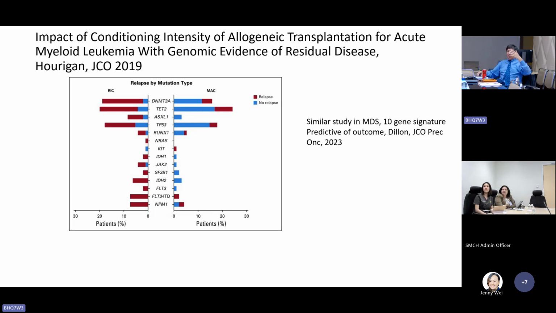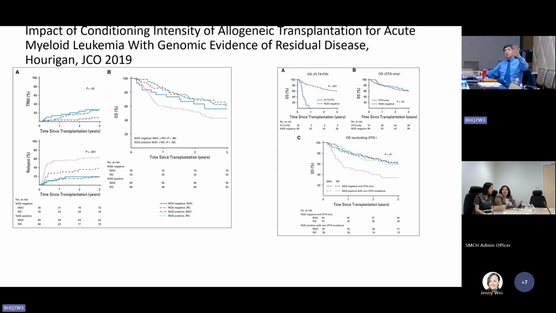You're not going to relapse. But if you have a DNMT3 mutation and you have reduced intensity, you could probably break through. And so you could actually start to look at this and identify which mutations are predictive of failure and which are not predictive of failure. I'm going to skip this, but it just shows you the time to failure.